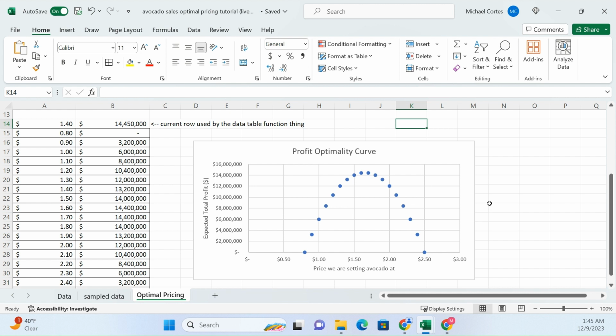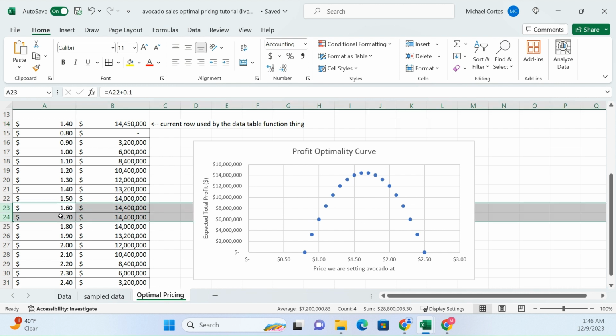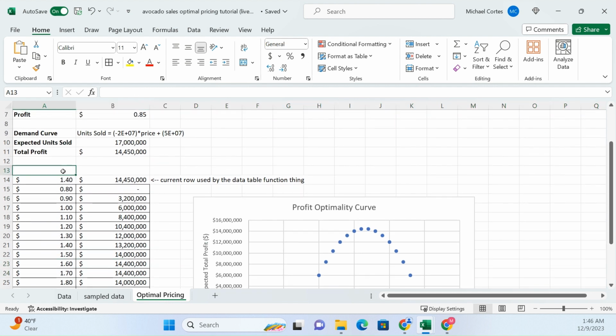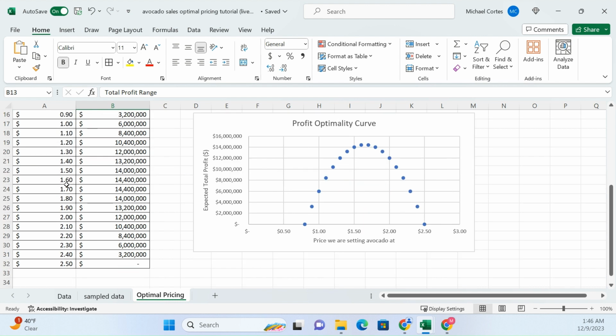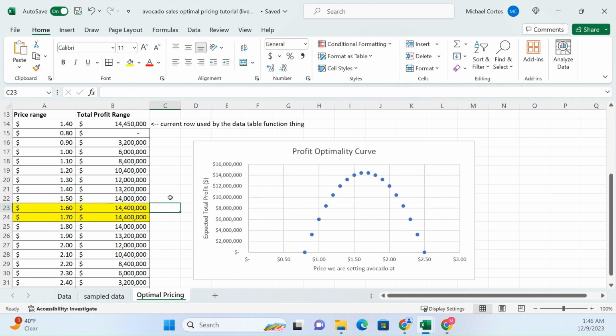And that gives you your optimal price, right? Whatever price is at the maximum. You go to the maximum, then you drop down, and whatever that number is, that's your optimum. We figured out here for the data table that it's somewhere between $1.60 and $1.70. You reach your maximum total profit. Remember, this is our price range, and this is our total profit range. So our maximum is somewhere here. So that's pretty much it.